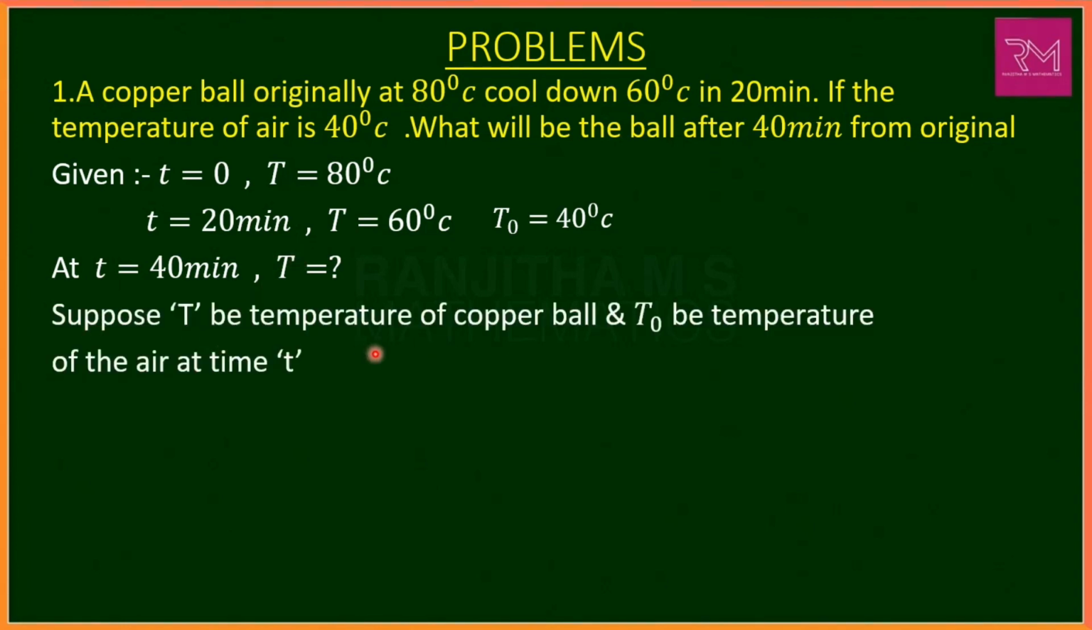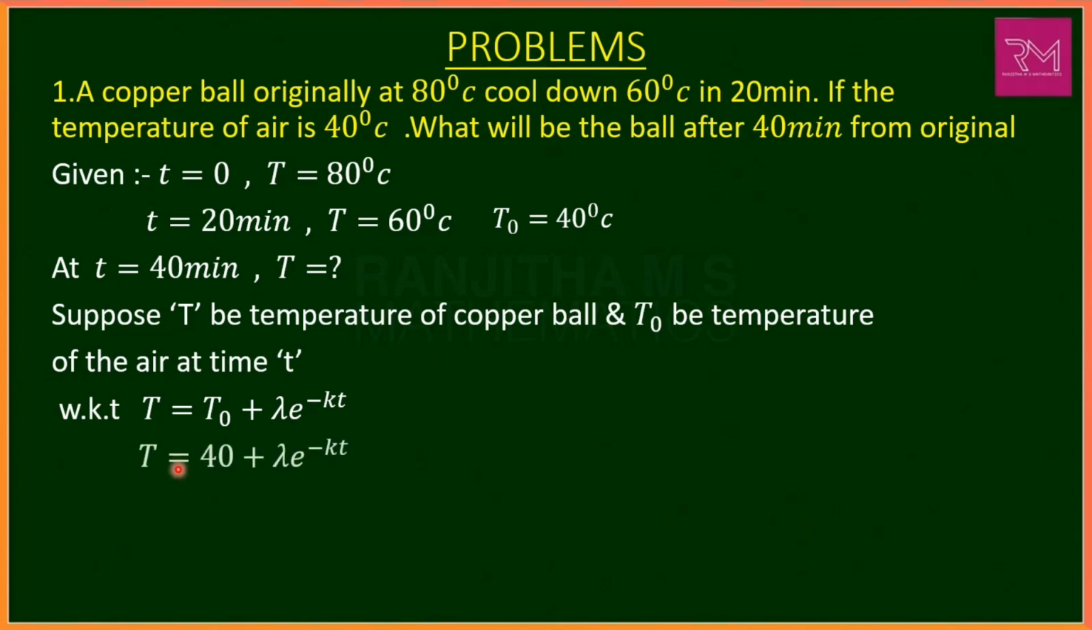Let us suppose T be the temperature of the copper ball and T0 be the temperature of air at time t. We know that from Newton's law of cooling, the temperature of a function at any time t is given by T = T0 + λe^(-kt). Here, to find the temperature of the ball after 40 minutes, in the first step we have to find the lambda value. For that, substitute the T0 value. They have given the temperature of air, T0, as 40 degrees Celsius.